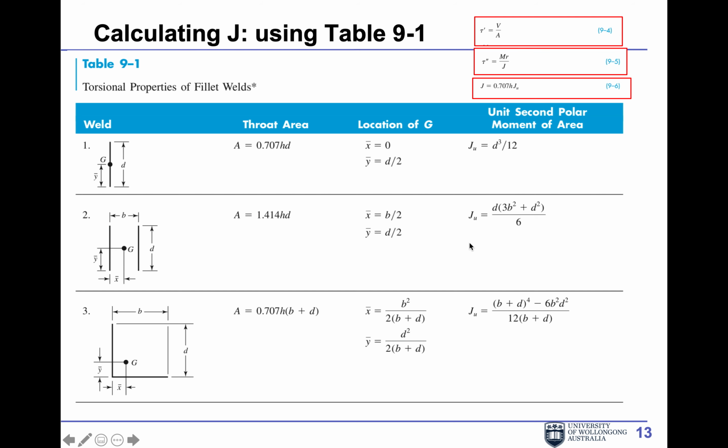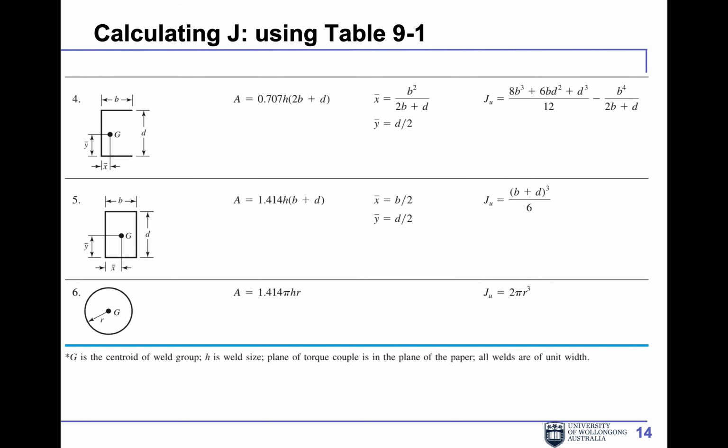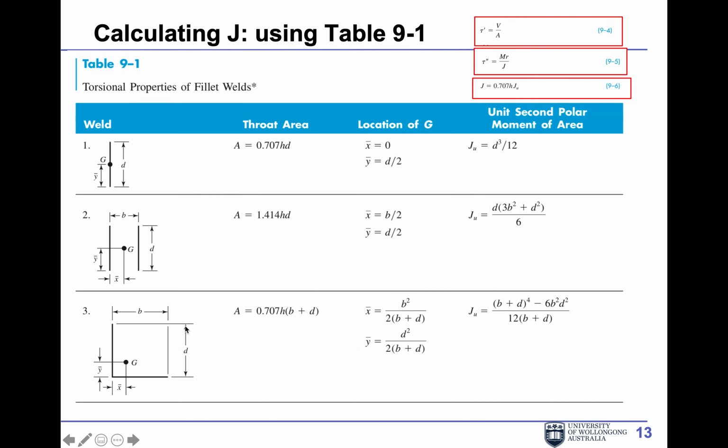Then you can calculate the JU. This is when you consider h is equal to 1. For the actual J, you use this 9.6, and then you can use those 9.4 and 9.5 to do the calculation, find the tau. So the table goes on with 6 cases in total.